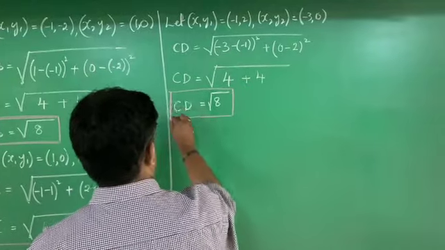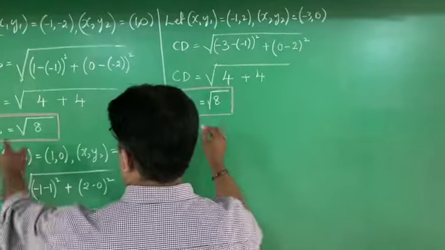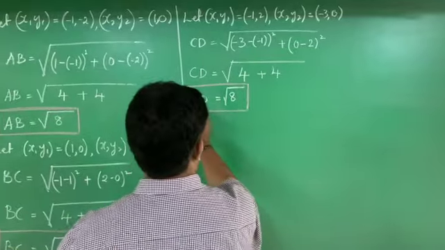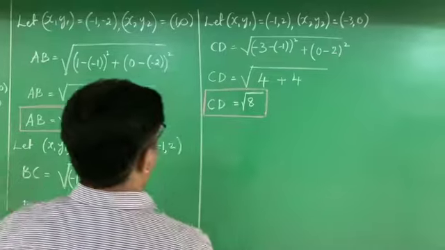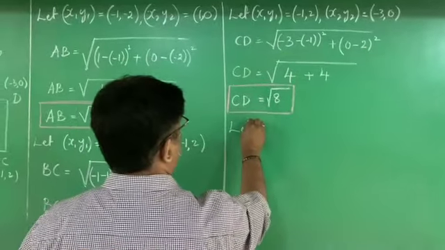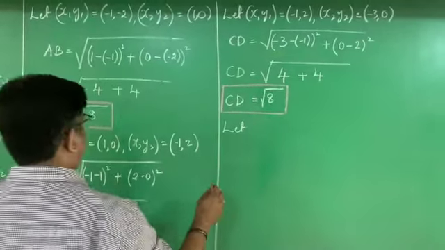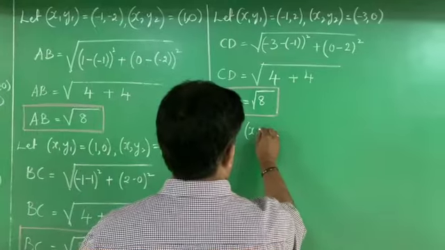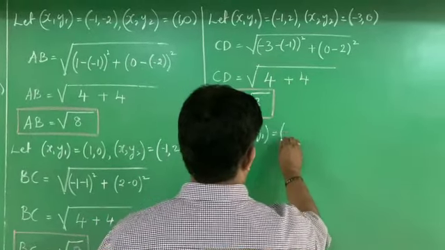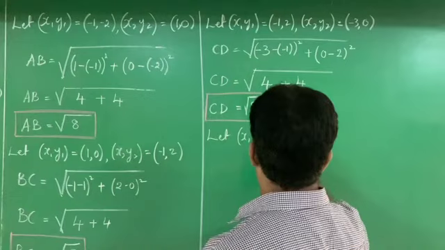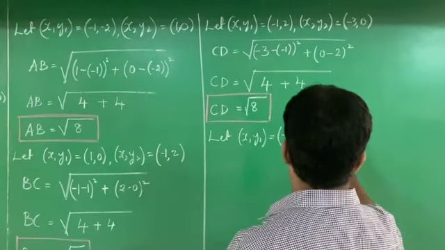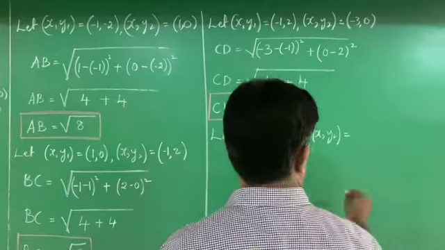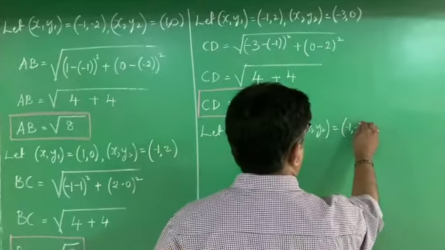CD is equal to root 8. I got AB is equal to root 8, BC is equal to root 8, CD is equal to root 8. And then I want DA. Let x1, y1 be, in cyclic order, x1, y1 is equal to minus 3, comma 0. And x2, y2 is equal to minus 1, comma minus 2.